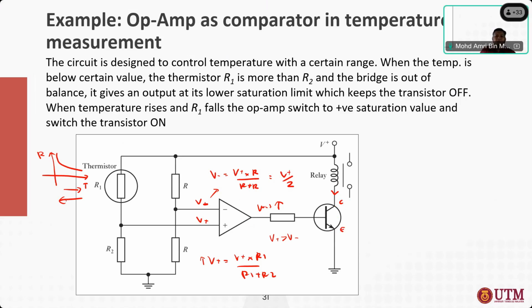But if the temperature increases, the resistance will reduce. So then V plus will be less than V minus. So the transistor gate VB will not be more than 0.7, so no current will flow through the collector and emitter of the transistor, so the relay will be de-energized or open circuit.